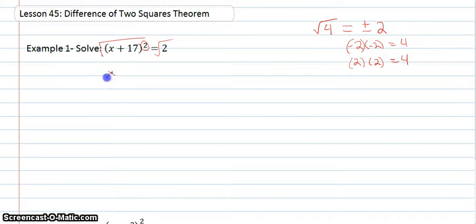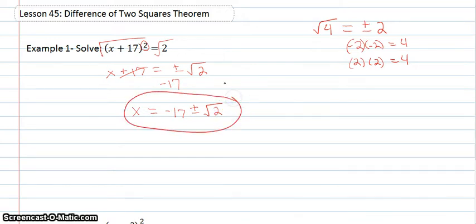So I would have x plus 17 equals plus or minus the square root of 2. Now that doesn't simplify, so I would just leave it like that. And then my next step is to subtract 17 so that I move it to the other side and get the x by itself. So x equals a negative 17 plus or minus the square root of 2, and we're just going to leave our answer like that.